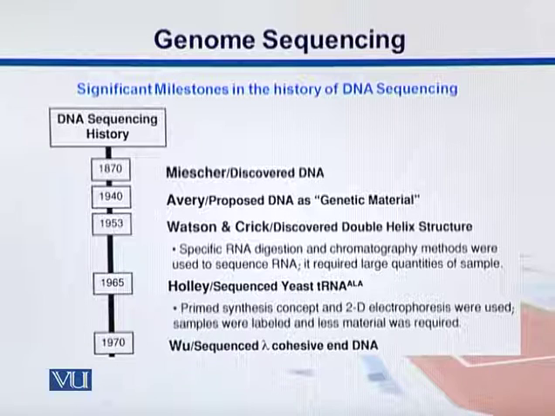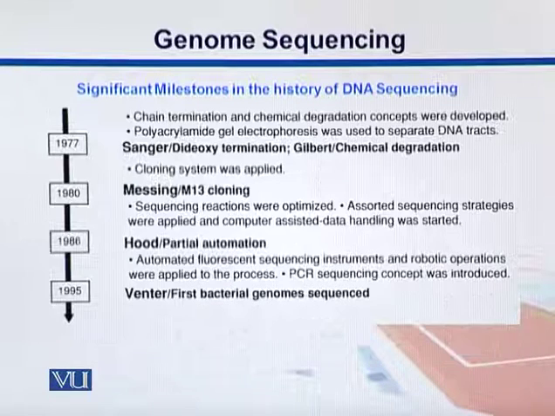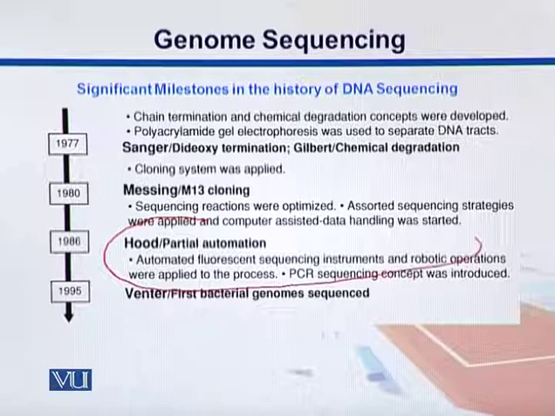Here is the history of different milestones on the way towards DNA sequencing. We start way back in 1870 with the discovery of DNA, and in 1953 the major breakthrough was the Watson and Crick model. In 1977 Sanger's method came, and worth mentioning here is Hood's name. That gave us the automated sequencer, which also changed the pace of technology in sequencing.